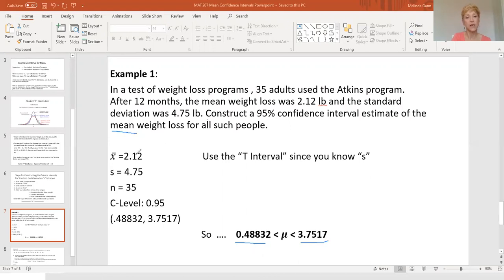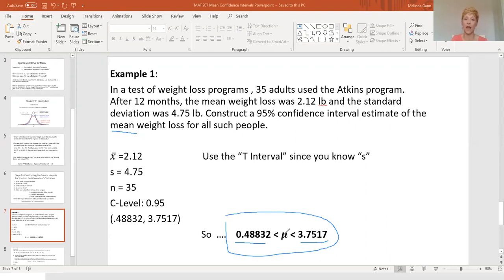So I go in to my calculator and scroll down to T interval. My mean is 2.12, so they just told it to me in the problem. My standard deviation was 4.75. My total in my sample was 35, and my confidence level was 95%, so I changed to a decimal. So when you hit calculate, these are the two numbers that come up on your calculator. Now, if you just box this parenthesis, I'm going to count off. Don't be lazy. This is the number that goes in the left blank, and this is the number that goes in the right blank, and this is what I would want to be boxed for your answer.